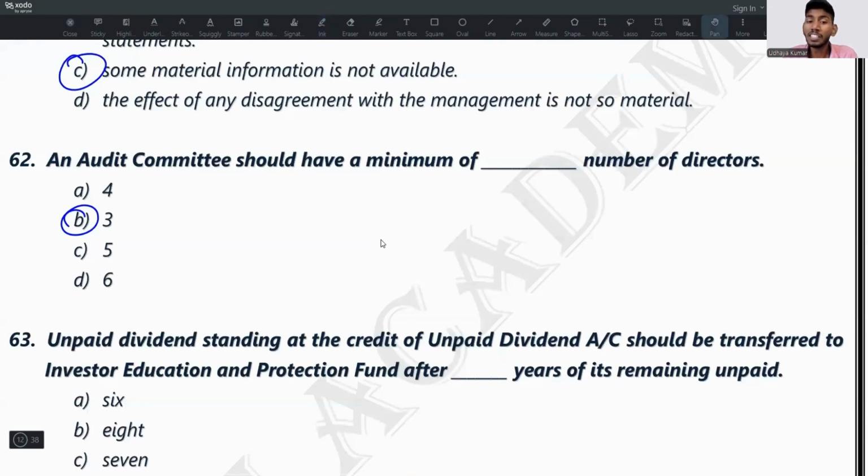So the audit committee shall consist of a minimum of 3 directors with independent directors forming a majority. Moreover, majority of the members of the audit committee, including its chairpersons, shall be persons with ability to read and understand the financial statement. Okay.